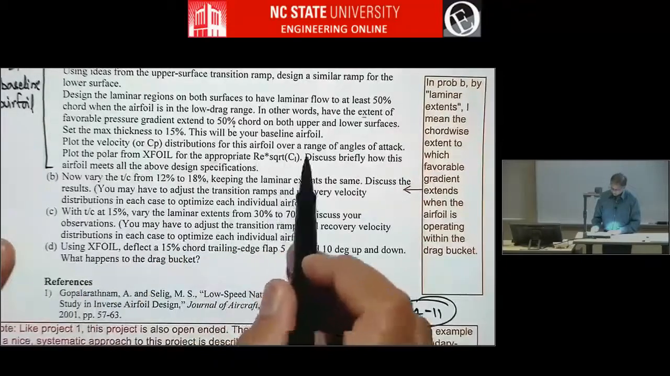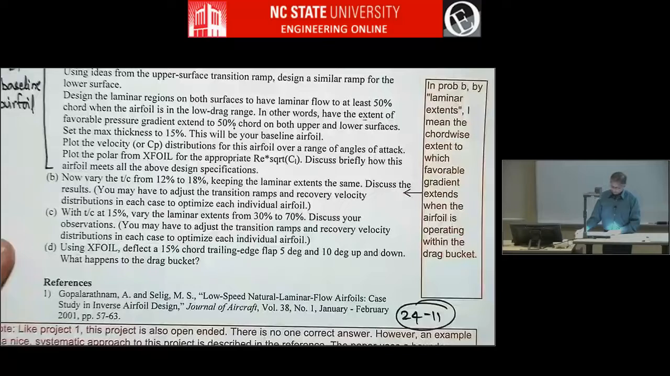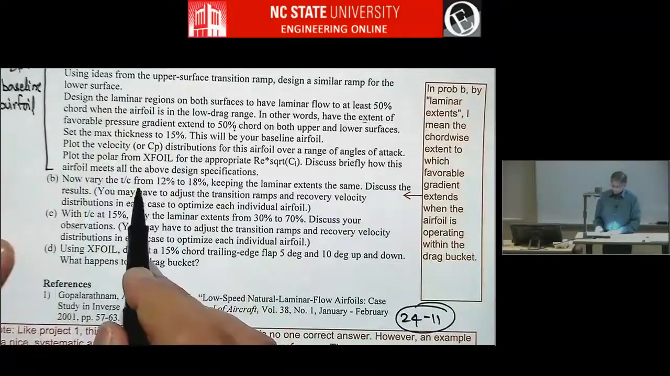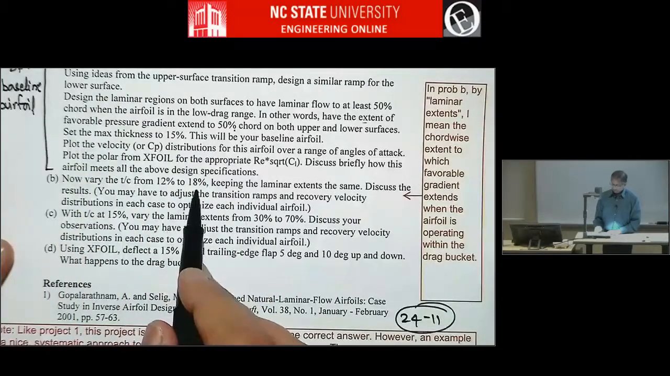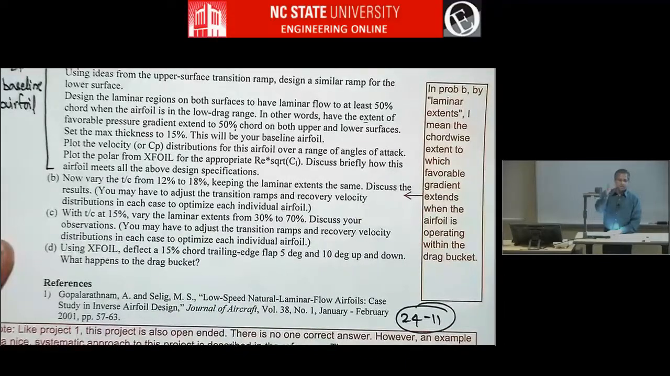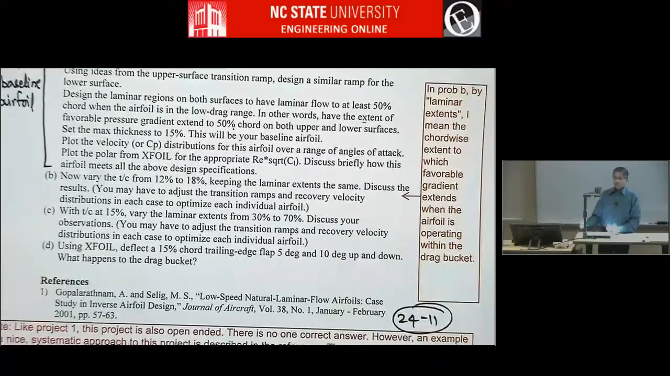Plot the polar for the appropriate RE times square root of CL. Discuss briefly how the airfoil meets all these requirements. Part B is take this airfoil, vary the thickness from 12% to 18%, maybe like 2 airfoils below and 2 airfoils above, something like that. Keeping the extent of laminar flow the same, discuss the results. This actually follows pretty much what's there in the paper.